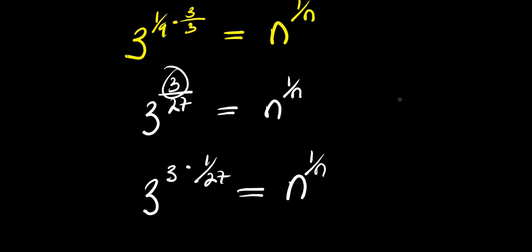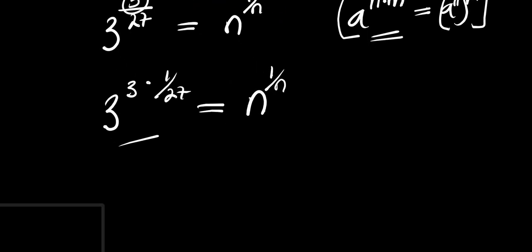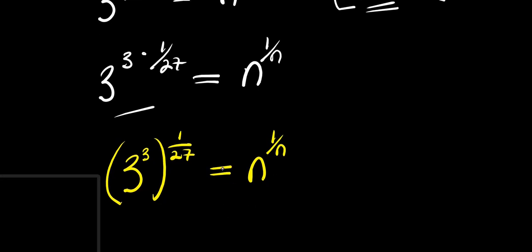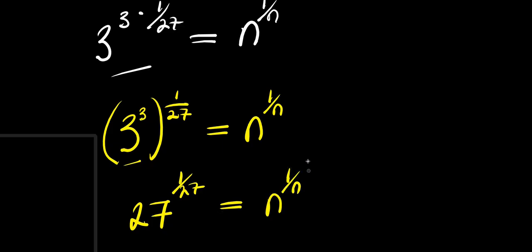Now, if I have a^(n times n) equals (a^n)^n, apply this right here, I will simply have (3^3)^(1/27) equals n^(1/n). From here, I have 3^3, that is 27, raised to the power of 1/27 equals n^(1/n).